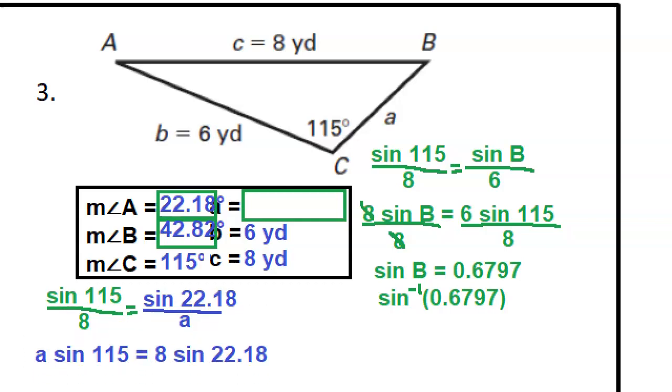Now, I can just slide this up. We're going to divide both sides by the sine of 115. And we're just about done. We just have to do that last little piece on the calculator, and we should be good.